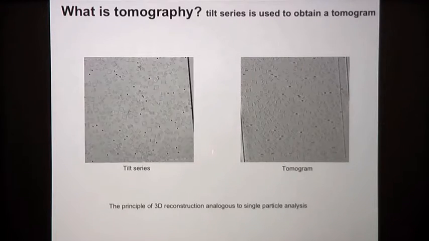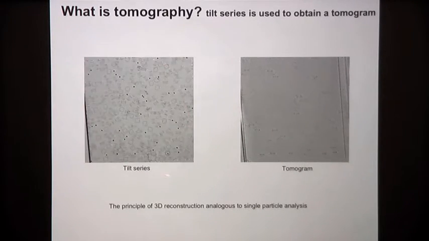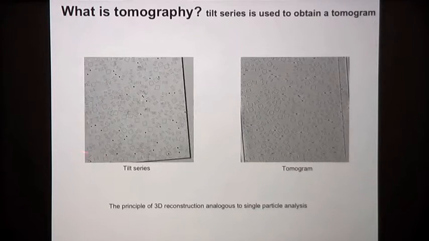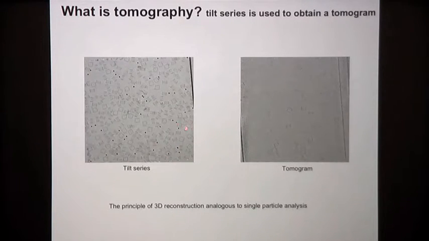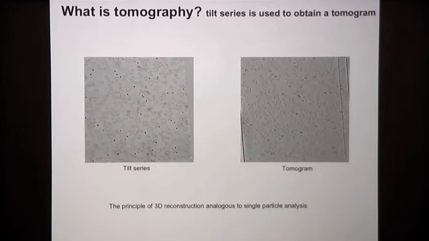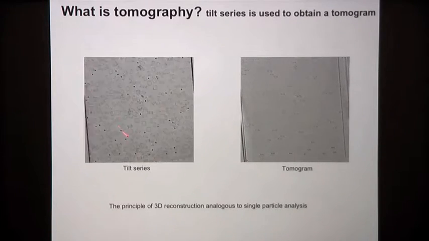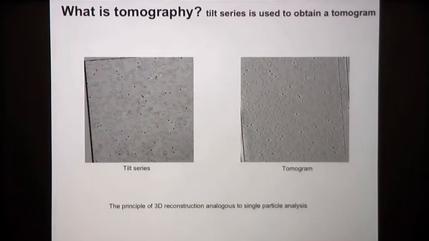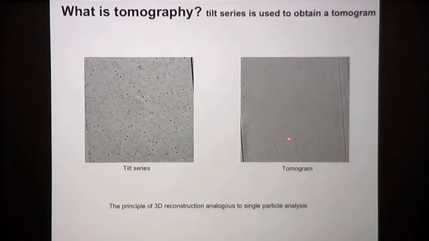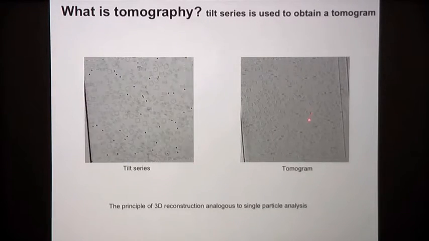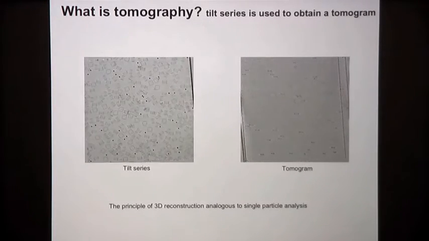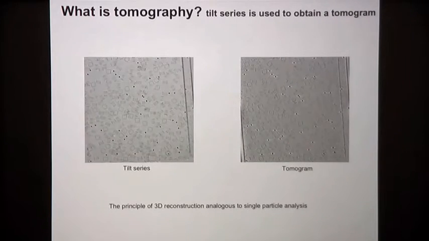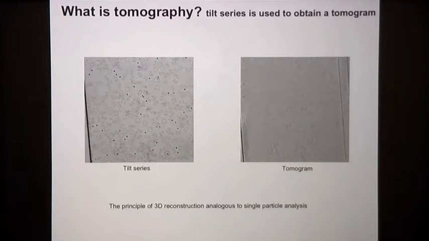So here's an example of a tilt series that can be acquired in an electron microscope. And the principle of 3D reconstruction is analogous to single particle analysis. And after we have done our reconstruction, we end up with a volume like this. And this 3D volume, which is the result of our calculation, is the tomogram. This is our aim.